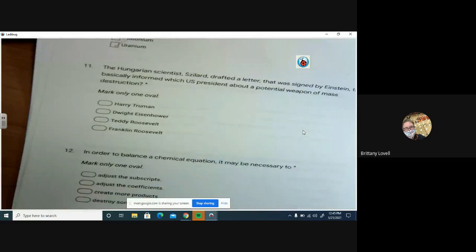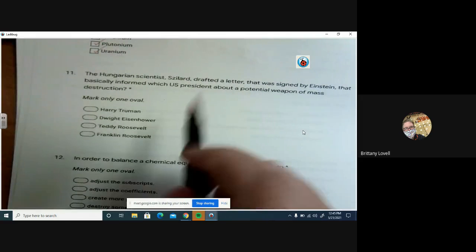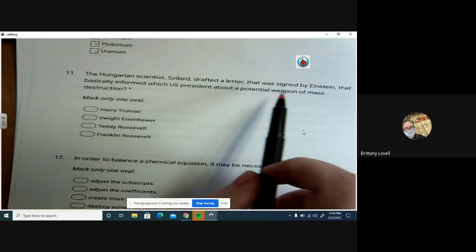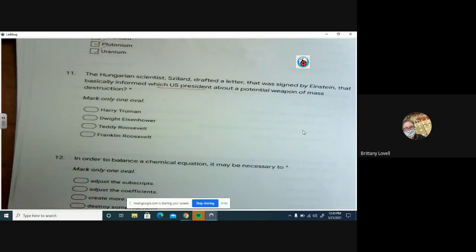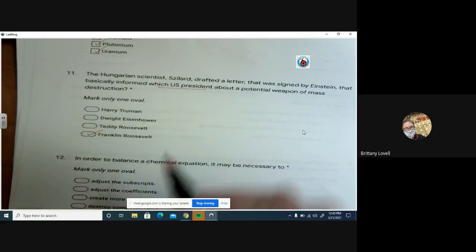Next, the Hungarian scientist Szilard drafted a letter that was signed by Einstein that basically informed which U.S. president. So we're talking about which U.S. president was that first letter written to, and it was Roosevelt. Which Roosevelt? It was Franklin, FDR.